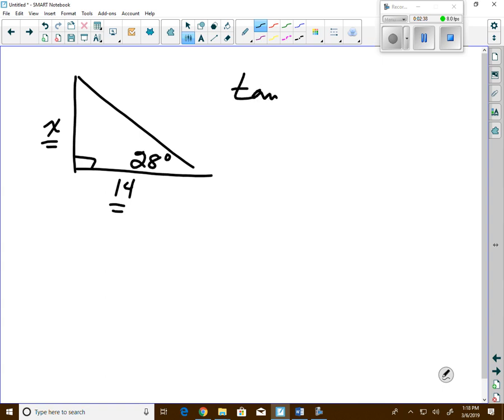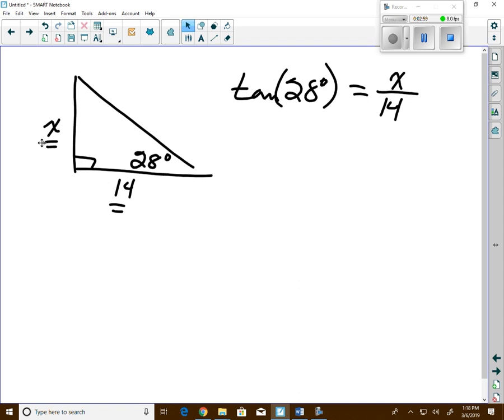So we have the tangent of 28 degrees. Remember that what comes after the tangent, sine or cosine, is always the angle measure. Equals, by our definition, the opposite, x, over the adjacent, 14. So now we have this equation that needs solved.